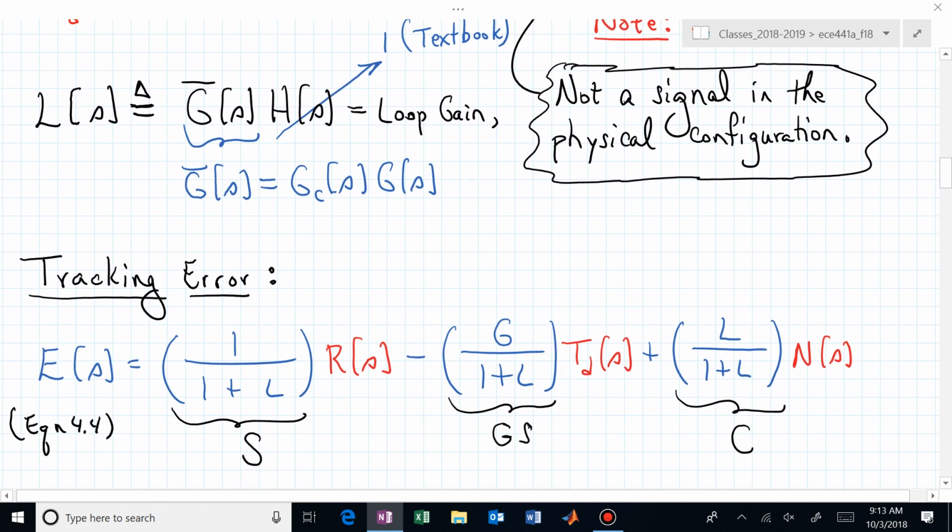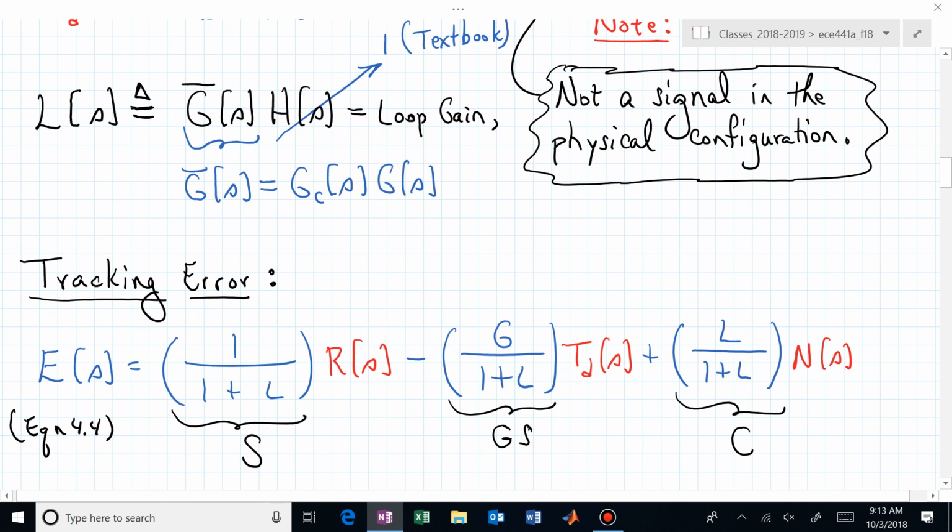And I'm assuming that you've already all derived this equation based on that block diagram. I think that's why you were all just frantically writing things down as I was talking. You were deriving this expression. This is actually equation 4.4 in the textbook, but this now tells us how the tracking error is influenced by the three different inputs in our system. The reference input R, the disturbance T sub D, and the noise N.